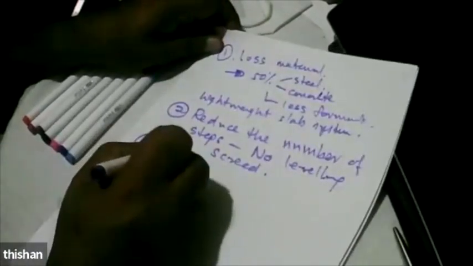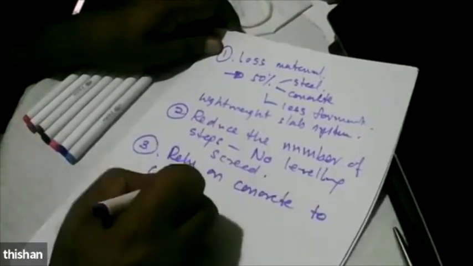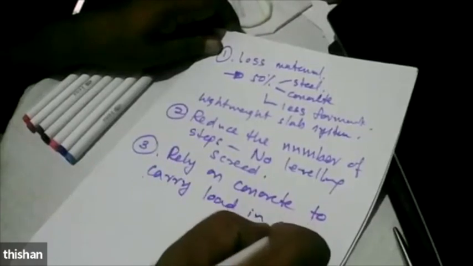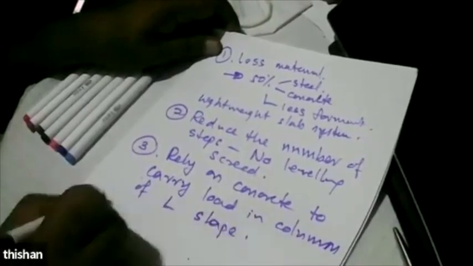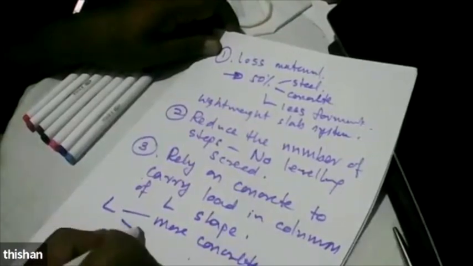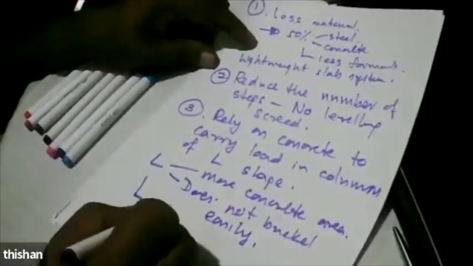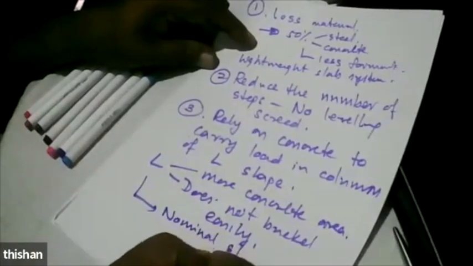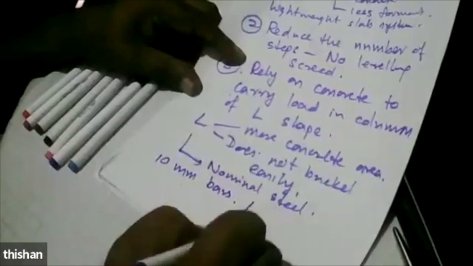Number three, we rely on concrete to carry load in L-shaped columns. Why? An L-shaped column has more concrete area. It does not buckle easily. Hence, we need only nominal steel. So you can use 10 millimeter bars in columns. So the column goes like this.